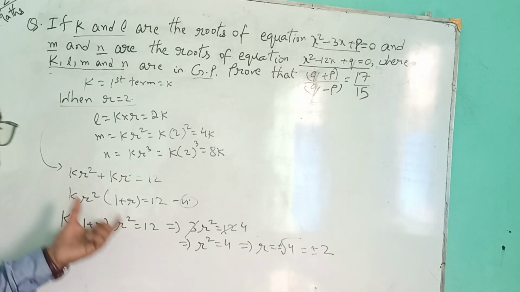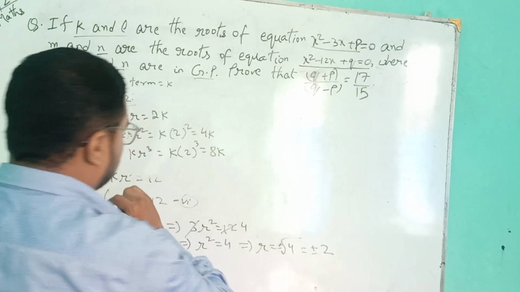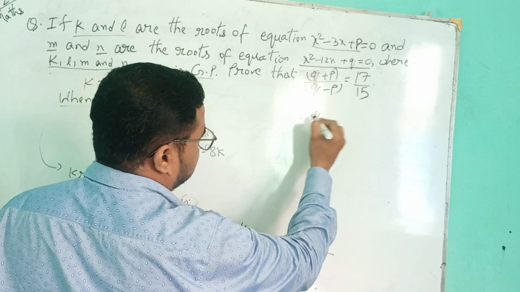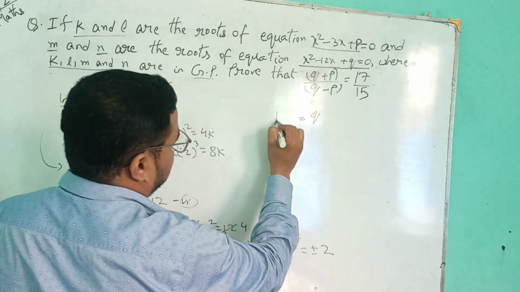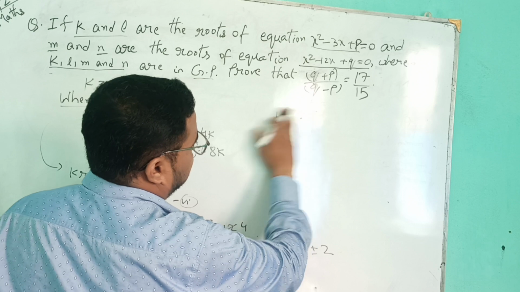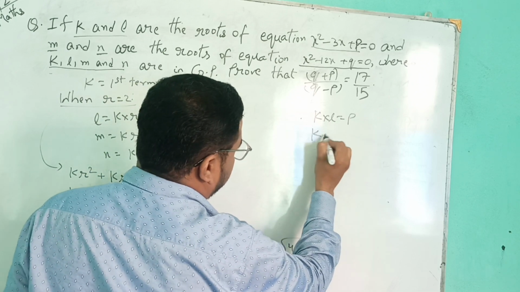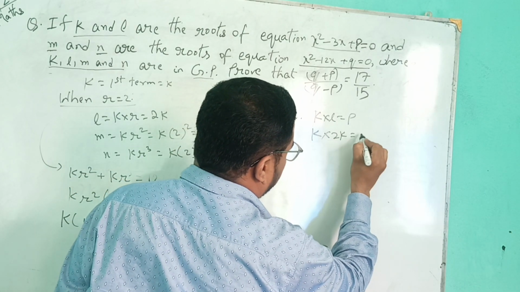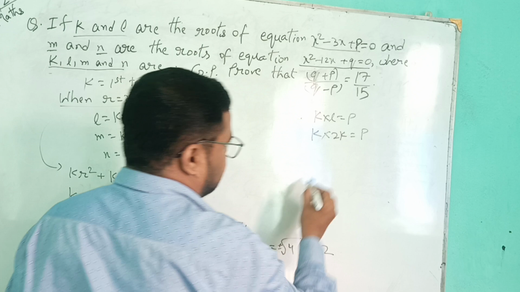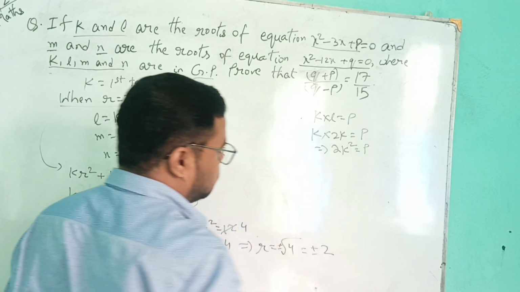Now we will find q plus p and q minus p. As we know, p was equal to k into l. k into l is k into 2k, so p equal to 2k square.